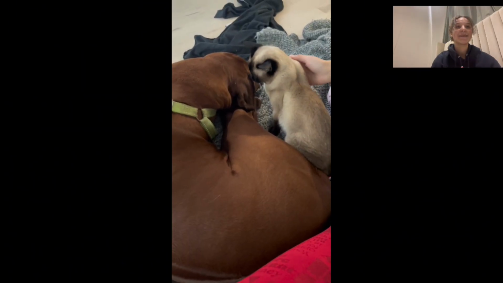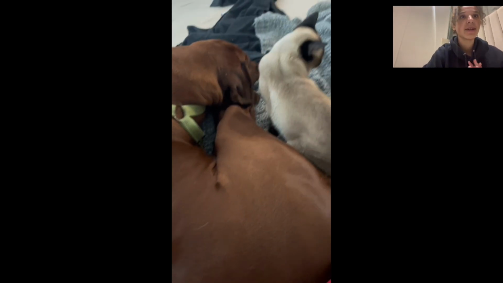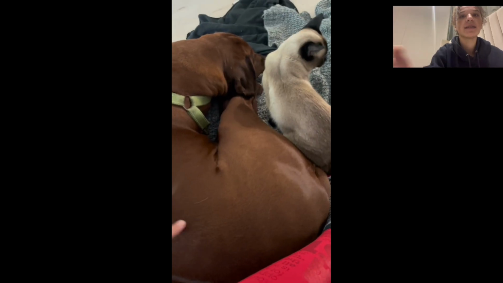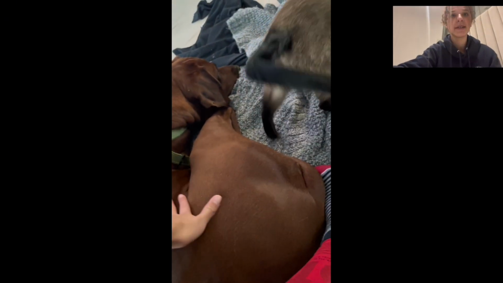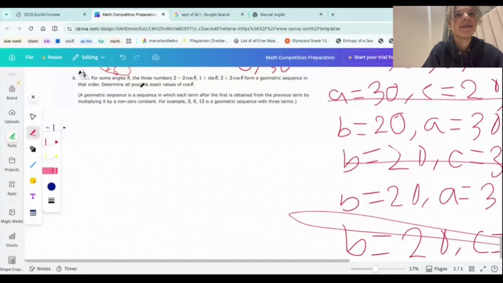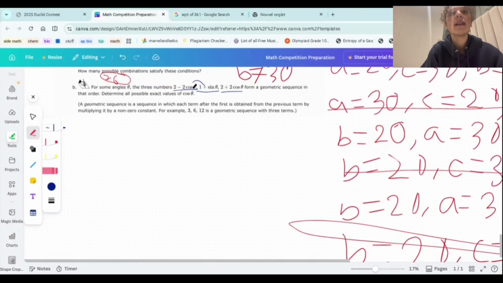Sorry guys, so I was buffering for a few minutes there. Anyways, so for some angles theta, the three numbers, these ones. Oh my goodness, I forgot to restart my recording. Okay, now, let me restart. Yeah, so for some angles, these will form a geometric sequence, which they say is where each term is k times the previous one, right? Okay, so I need to find k. Well, that's what I want to do, I guess, but maybe I don't need to.